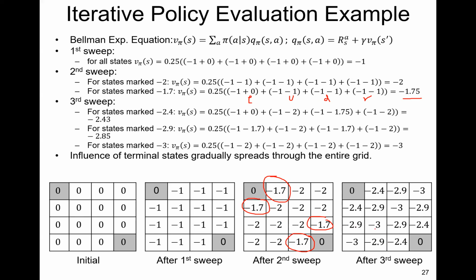Now look at the third sweep. For states marked as -2.9, these 2 states, look at this equation here. Suppose you are starting from this state, -2. If you go up or go left, you get -1.7 and -1.7. If you go right or go down, you get -2 or -2 for the v s prime. So the sum is -2.85, or -2.9.